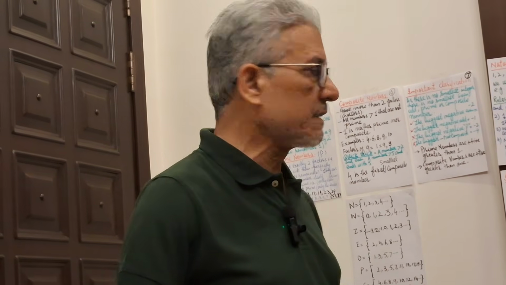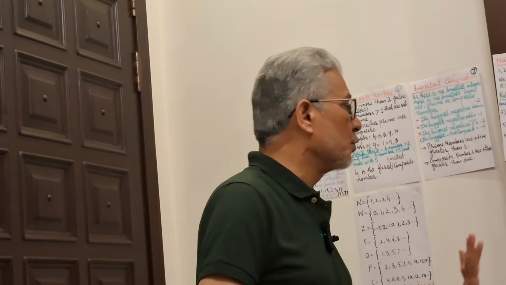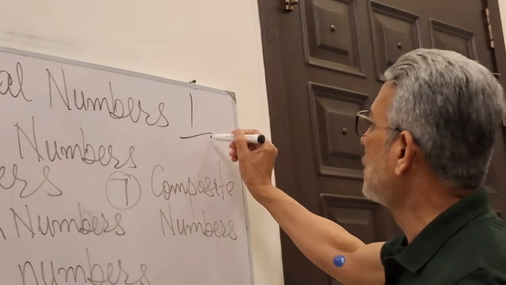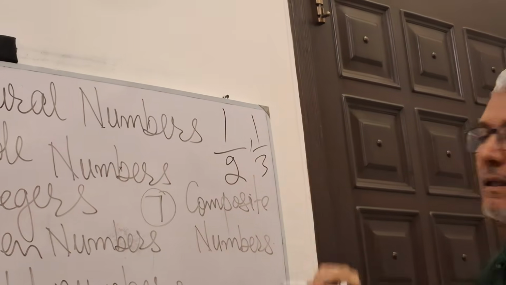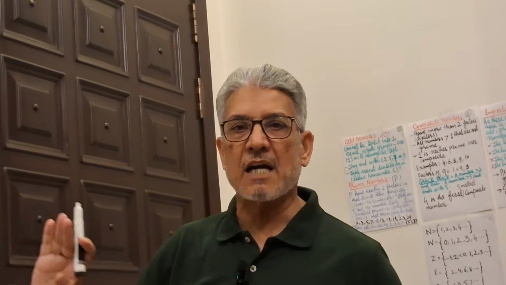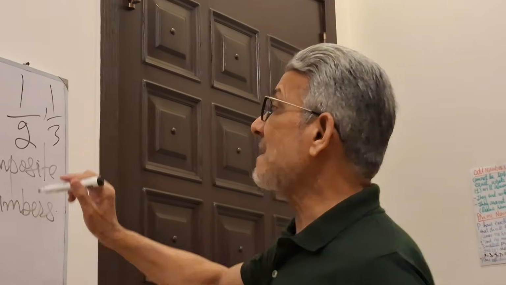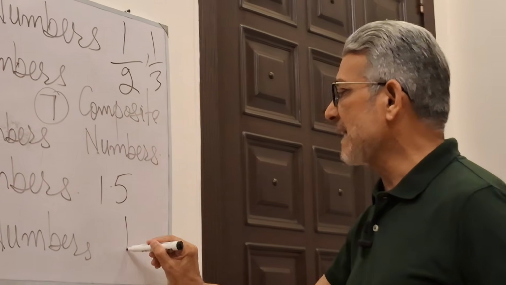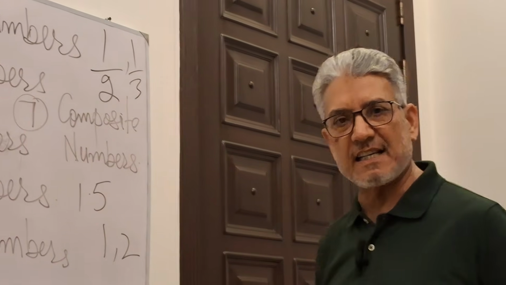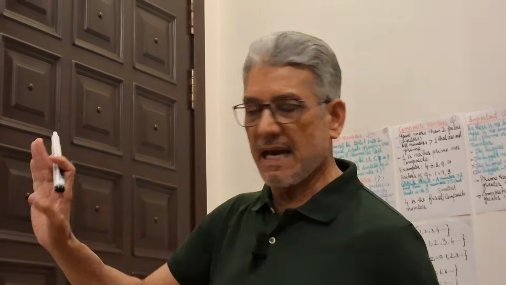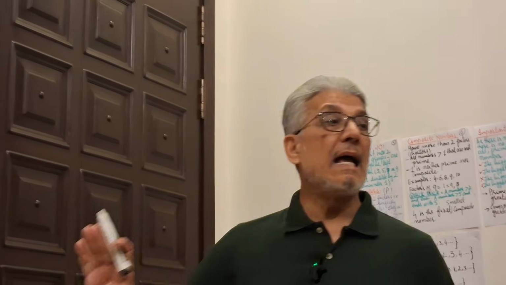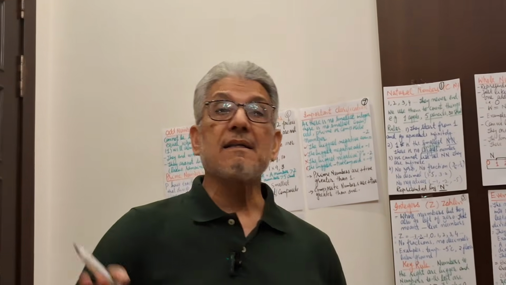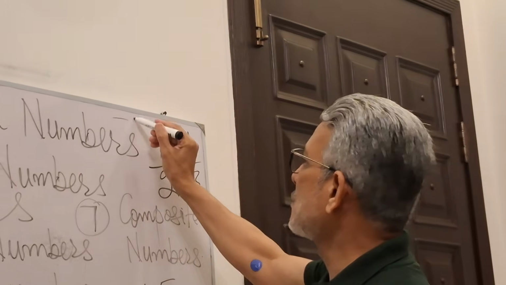Natural numbers do not include 0, no 0 in natural numbers, and no fractions. 1 over 2 or 1 over 3 cannot be a natural number. So they are not fractions and they are not decimals. You cannot say that 1.5 is a natural number. No. 1 is a natural number, 2 is a natural number, but 1.5 is not. They are also not negatives. You can't say -2 is a natural number. No, -2 is not a natural number. 2 is a natural number.